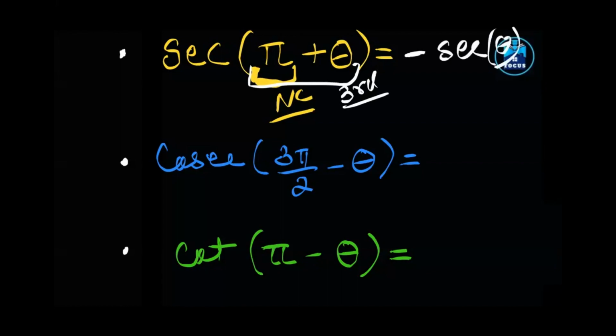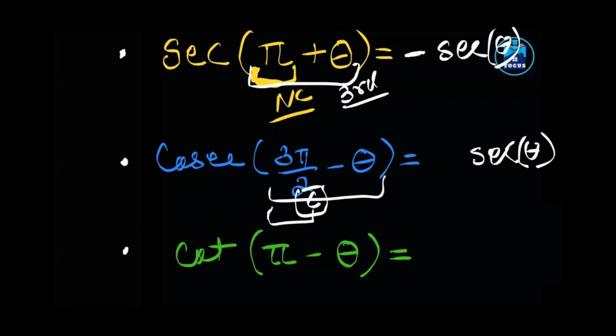Now come to the next question. In this, it's a change question because it's 3 pi by 2. Very good. And so cosec will be sec. Very good. But again, since it's the third quadrant, only tan and cot are positive. It'll be minus sec theta. Very nice. Very, very nice. Next question.